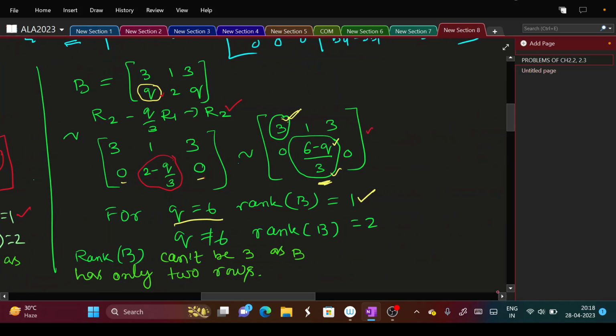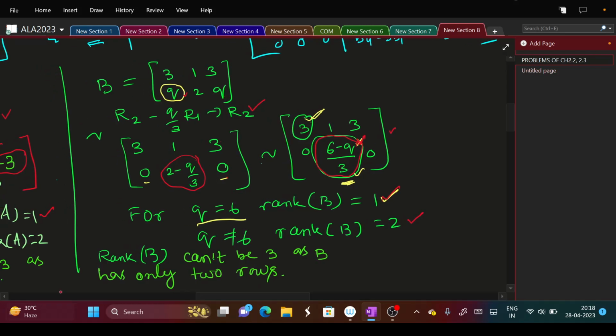So here, if q is equal to 6, this element vanishes. So this element vanishes means it has only one pivot, so rank is 1. And if q is not equal to 6, that means it is a non-zero element. As this is a non-zero element, the rank of the matrix is 2. So I hope there is no ambiguity regarding this question. And regarding rank 3, rank of B cannot be 3 because it has only 2 rows.